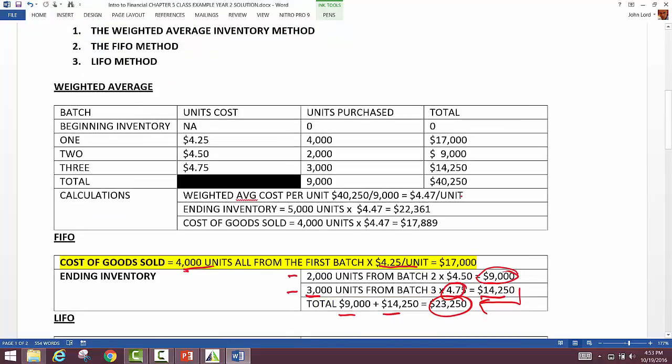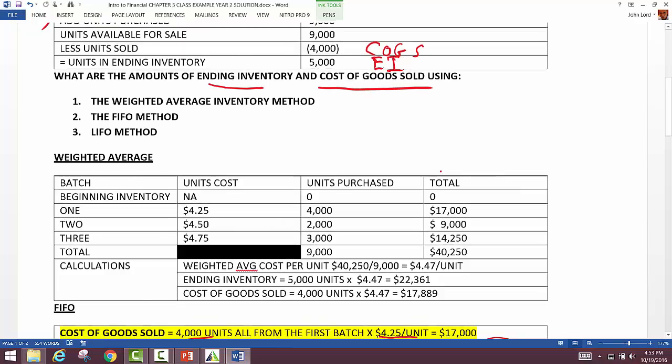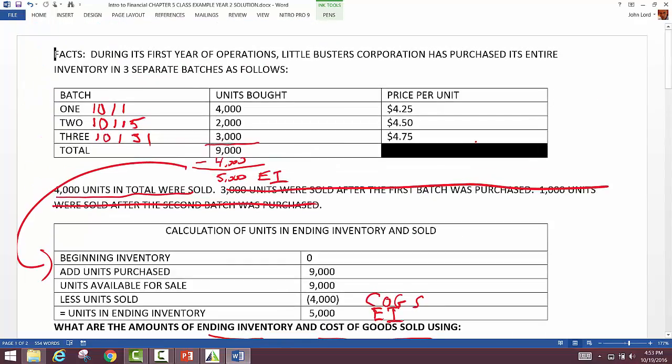This is what's left after I sold these 4,000. The 4,000 are gone now in this assumption. Just coming up to the original table, I'm assuming these are all gone because the problem told me I sold 4,000. And I have 5,000 items in ending inventory, and there are my prices for those 5,000.